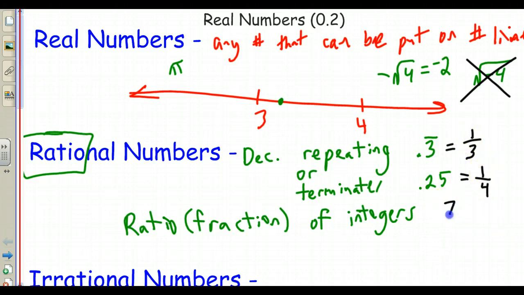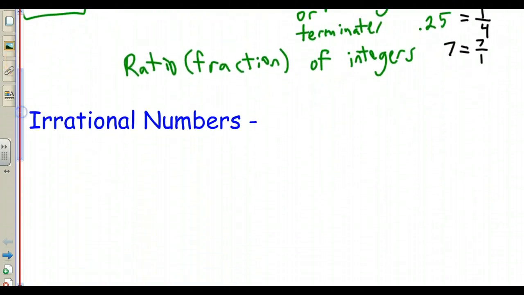Even a number like 7. 7 can be written as a fraction. So if it can be written as a fraction, it is definitely rational.